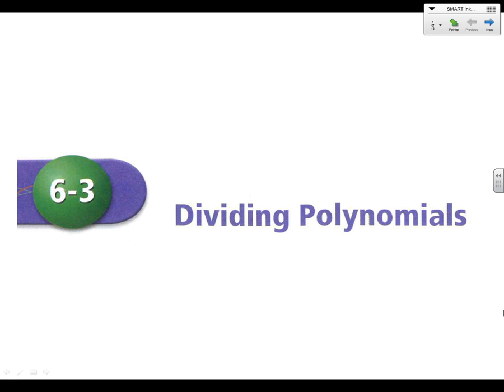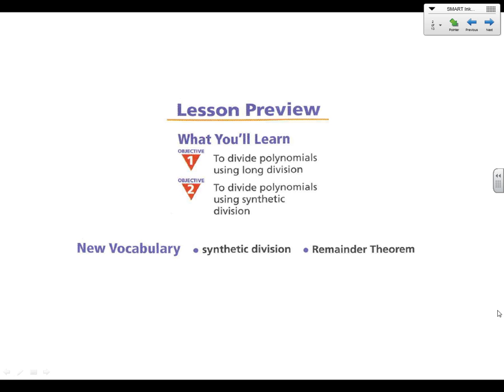All right, 6-3, dividing polynomials is what we're doing today. And so a couple things we'll learn. We're going to divide polynomials two different ways. One, we're going to use long division, and the second way we're going to use synthetic division. So that'll be our first vocabulary phrase, and then the remainder theorem, we'll finish up with that. That'll be the last example.